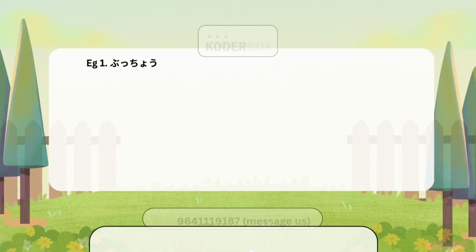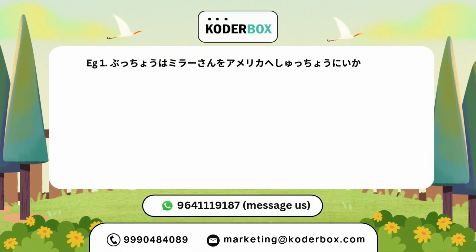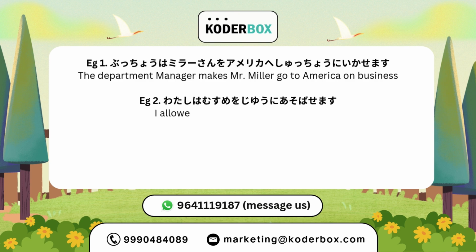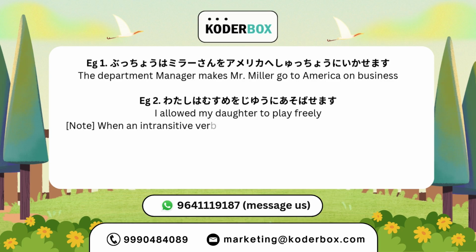Example 1: Bucho wa Miller-san o Amerika e shucho ni ikasemasu. The department manager makes Mr. Miller go to America on a business trip. Example 2: Watashi wa musume o jiyu ni asobasemasu. I allowed my daughter to play freely.